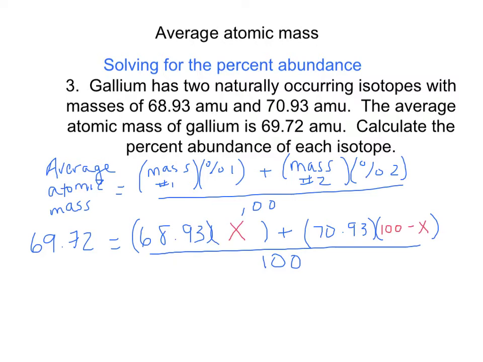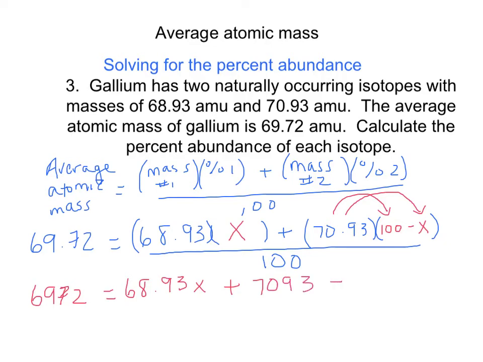Usually what I find most helpful is to cross multiply each side by 100 to get rid of the fraction. And so that will give us 6,972 on our left-hand side, and I'm going to factor in our x's here, so we have 68.93x plus, and then I'll take this number and multiply it by 100, and then I'll take that 70.93 and multiply it by x. So we'll have 7,093 minus 70.93x.